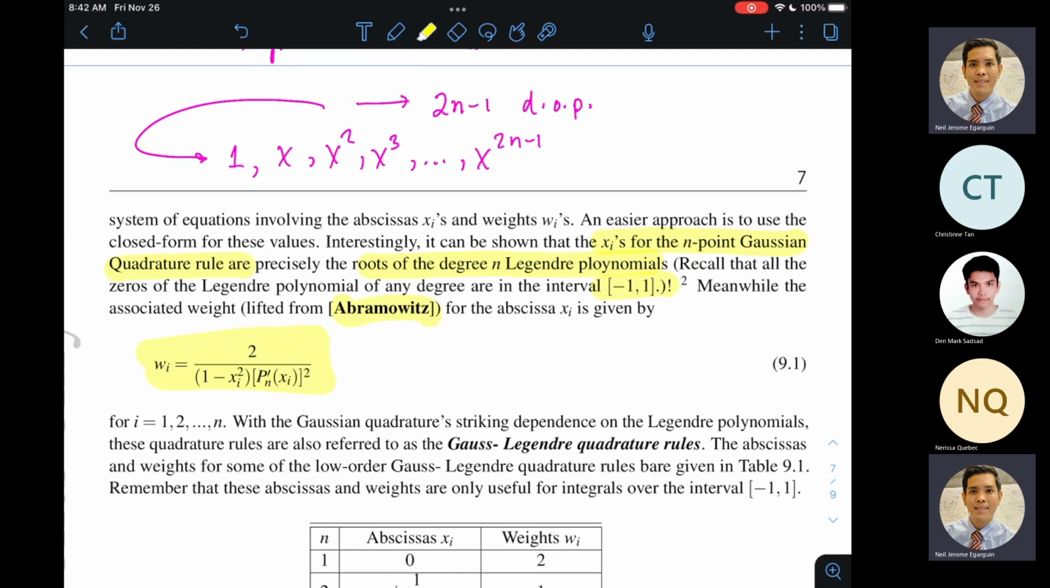You simply take 2 over 1 minus the abscissa squared, times the derivative of the Legendre polynomial evaluated at the abscissa, quantity squared. So if you know the roots of the Legendre polynomial, then you will also be able to compute the associated weights.